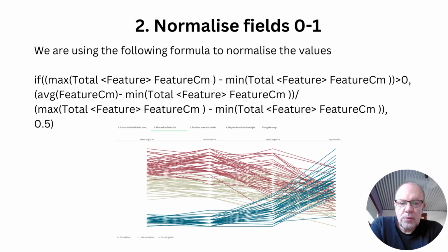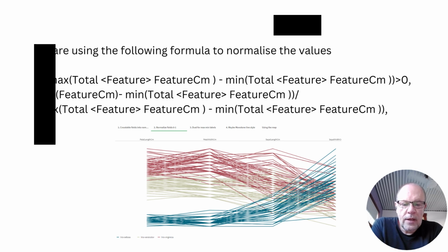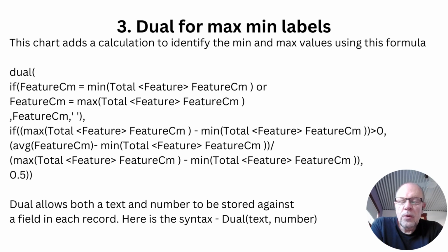And we can normalize the field as well. So that means the values will be between 0 and 1. There's a formula to do that one. You can have a look at that one if you're going to try and replicate. We can also put a minimum and maximum across each feature. And so here's the formula to do that.